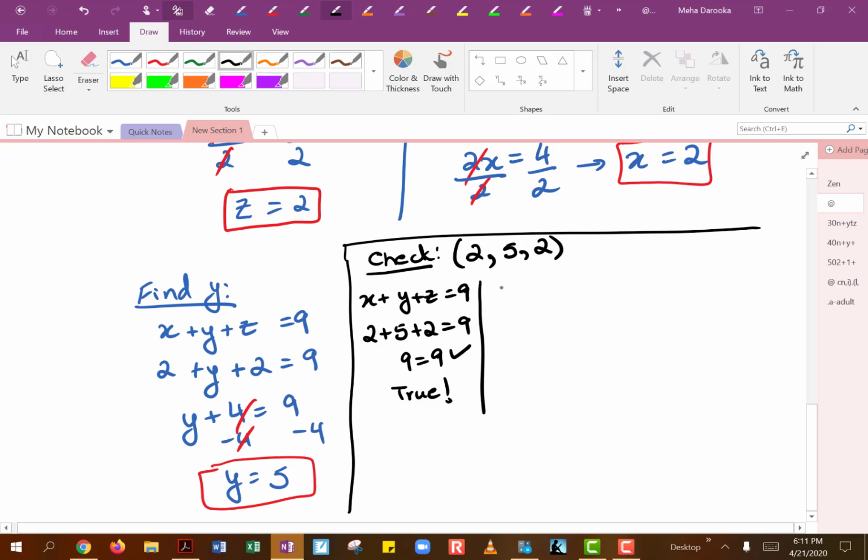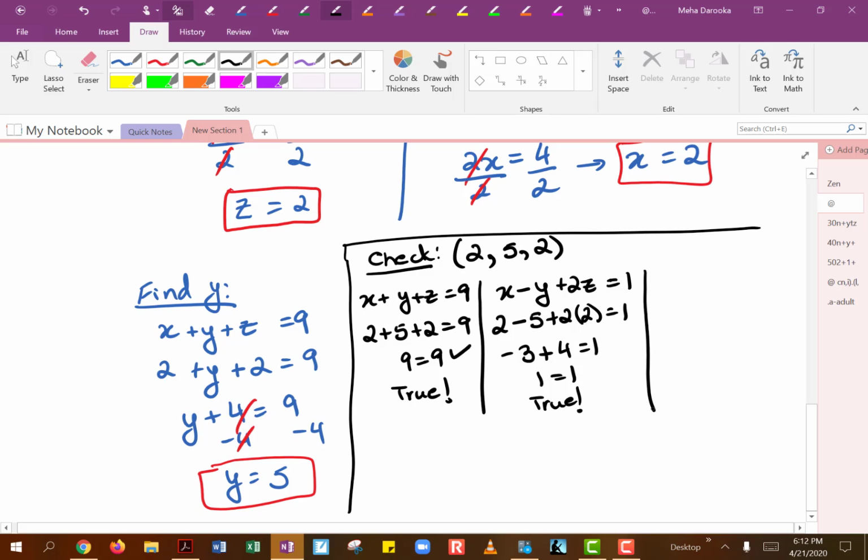This is a true statement, so it works for the first equation. Now let's check in the second one, which is x minus y plus 2z equals 1. So that's going to be x is 2, minus y is 5, plus 2 times z, which is also 2. So let's see, 2 minus 5 will give us negative 3. 2 times 2 is 4. Negative 3 plus 4 will give us 1 equals 1. So again, a true statement for the second equation.